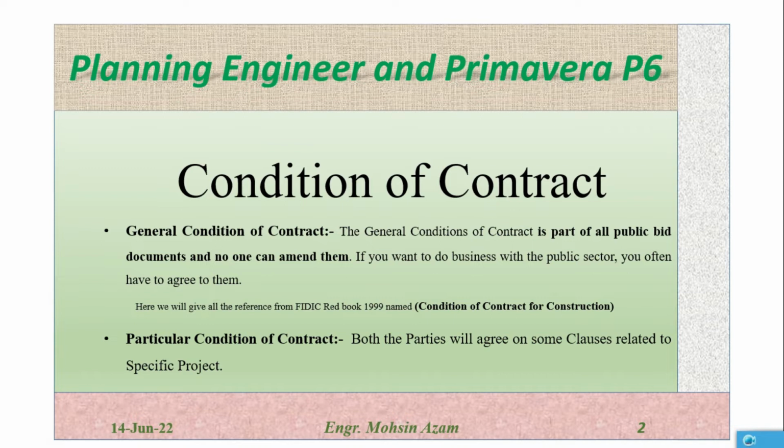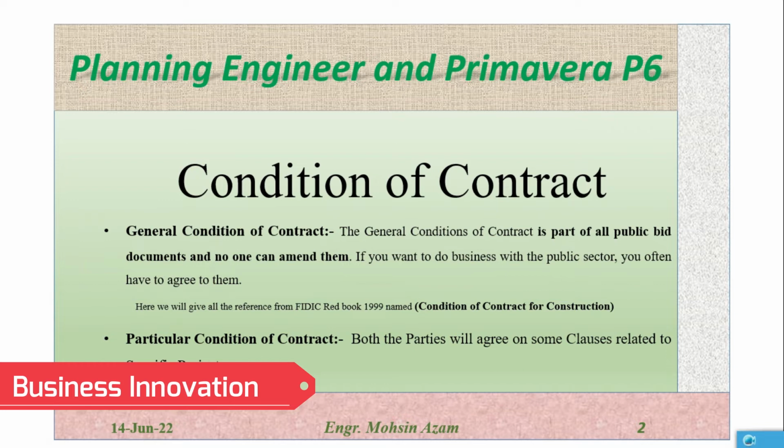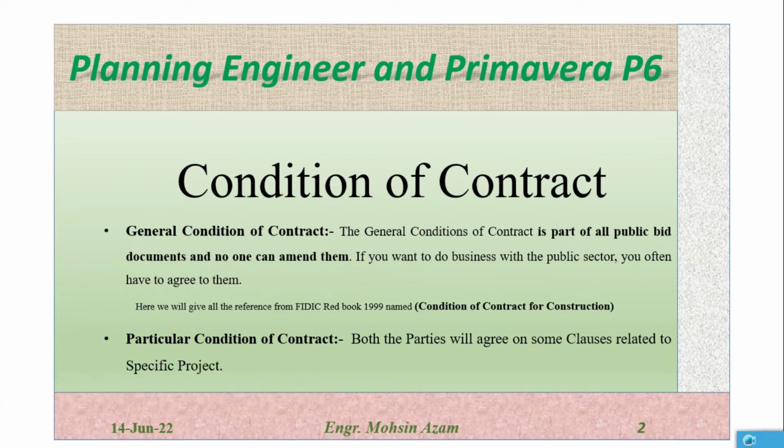Here we will give all the references from the FIDIC Red Book, named Conditions of Contract for Construction. So for the general condition of contract, we will refer to all the terms and clauses of the FIDIC Red Book 1999. Particular condition of contract is basically some specific clauses which will be specific to the current project for which we are going to sign an agreement with the client.